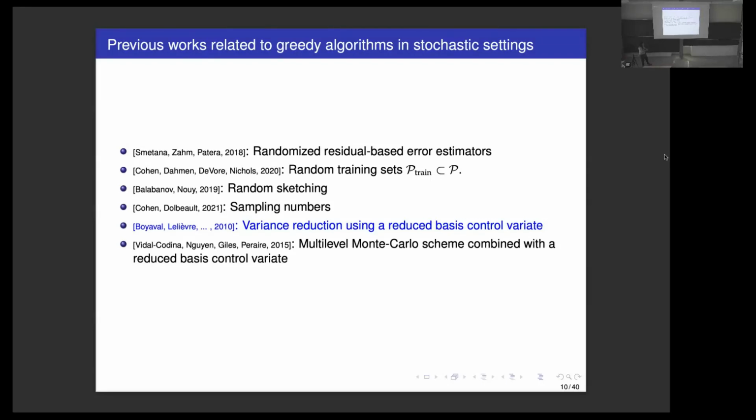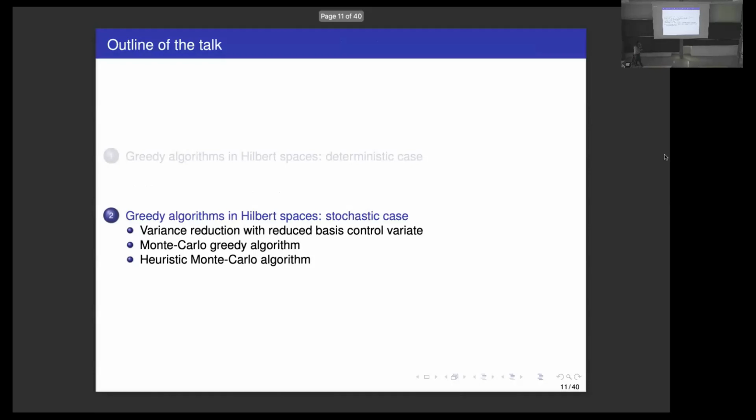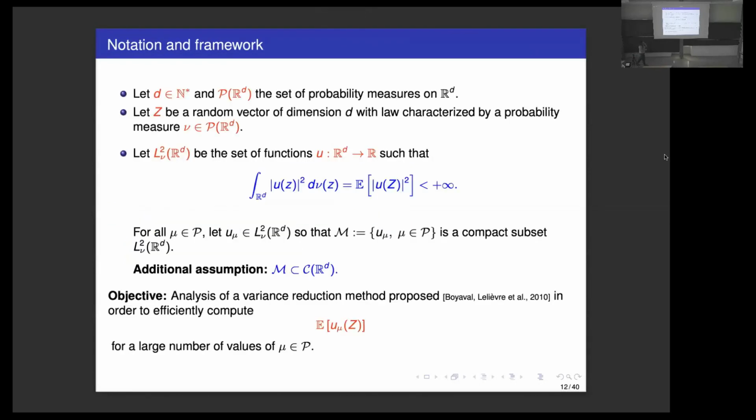And actually, the very first aim of what we did was to try to analyze from a mathematical point of view the methods that they had introduced in this paper. I also would like to mention this work by Vidal-Codina, Nguyen, Giles, and Peraire, where these people designed a multi-level Monte Carlo method, also using a reduced basis paradigm. And what I'm going to talk about is also related to what they did in this work. So let me now give you the context we were studying and explain the methods that Sébastien Boyaval and Tony Lelièvre designed.